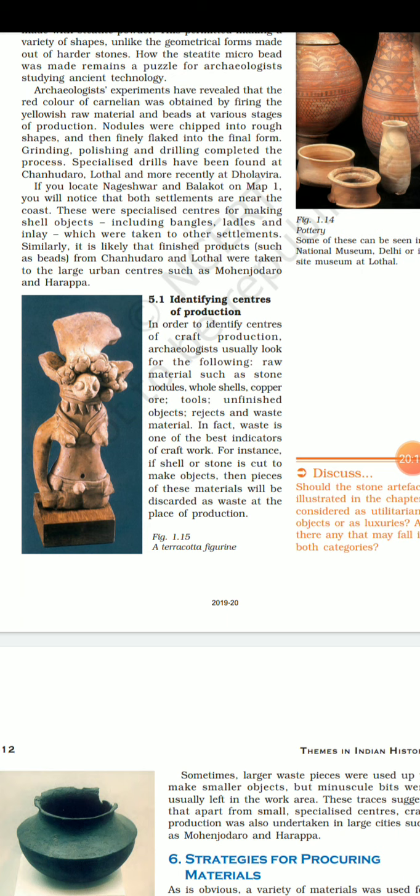Then some tools, unfinished material, unfinished objects. What would you like to see more? Now on the second point, you would like to see whether there are some tools, some bead making tools. If you find them, then you will consider that okay, this can be a good center of bead production.